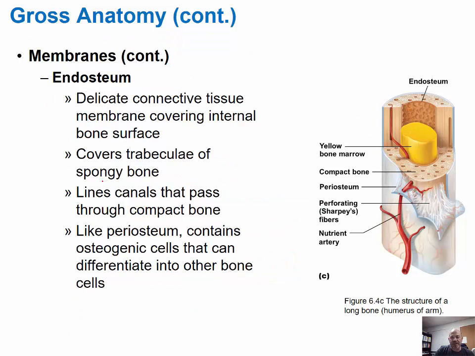Looking at the endosteum now, on the diagram here is your endosteum lining the medullary cavity of the diaphysis of the long bone. It's a delicate membrane covering the inner bone surface. It also covers the trabeculae of spongy bone, and it lines the canals that pass through the compact bone, since there is a network of canals that go through there. And like the periosteum, the endosteum contains osteogenic cells that can differentiate into those other bone cells.